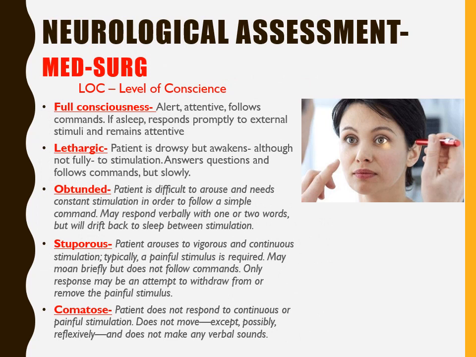So there are different levels of consciousness, as you are all aware of, and that's where the A&O times 4, times 3, times 2 comes in. But there's also what the patient looks like. So full consciousness obviously is the patient that you want to be looking at you. They're awake. They track you with their eyes.